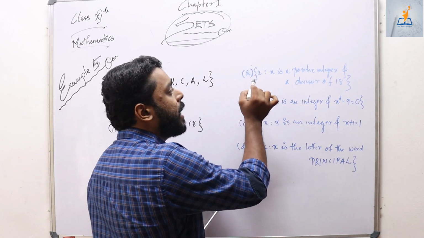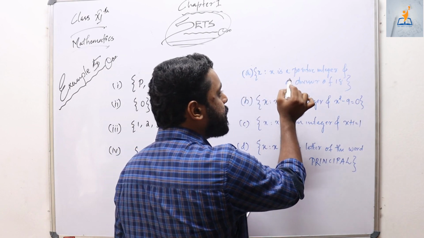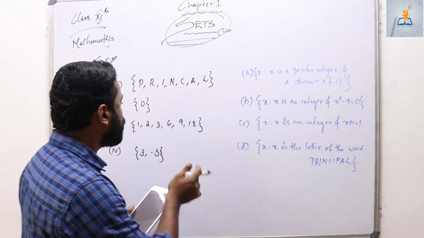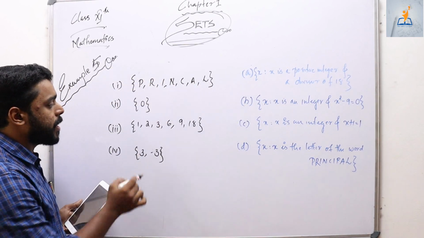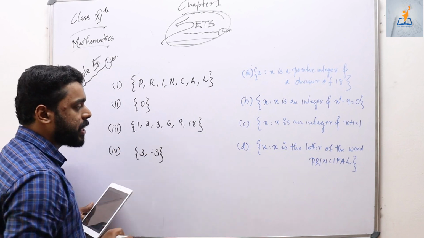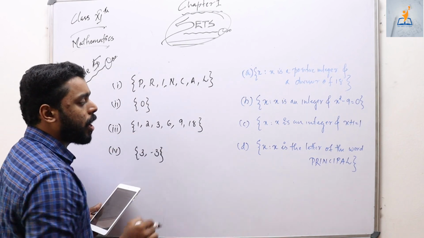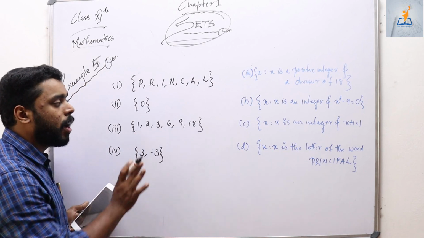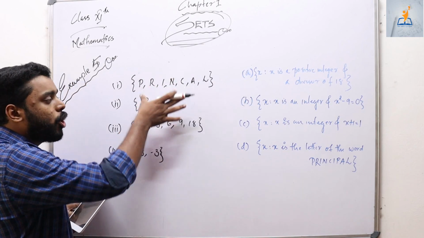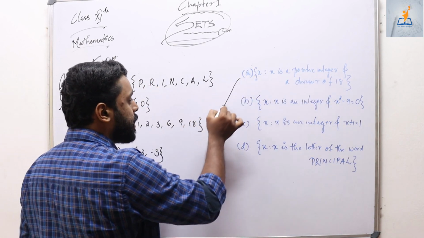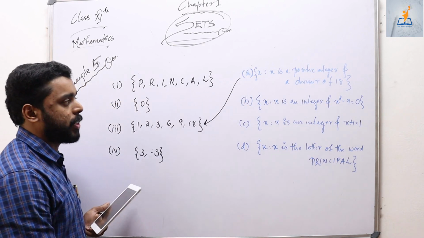See, A is the set of x such that x is a positive integer and a divisor of 18. We shall check which satisfies that. See, in the third set we have 1, 2, 3, 6, 9, 18, all of which are positive integers and divisors of 18. No other set satisfies this property. So we can say that these two are the perfect match, right?